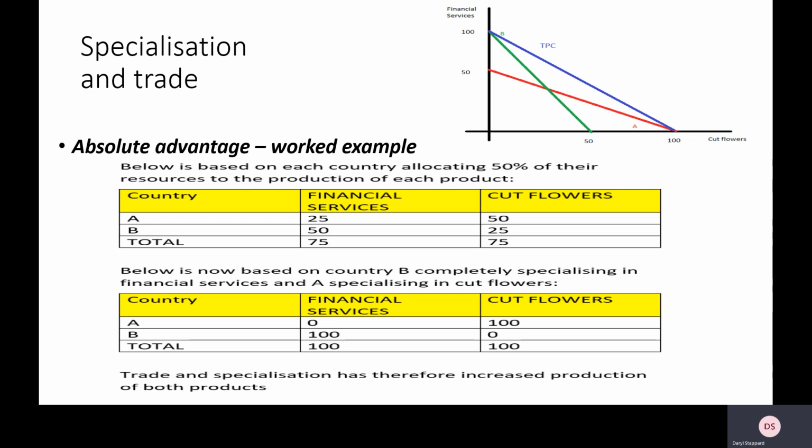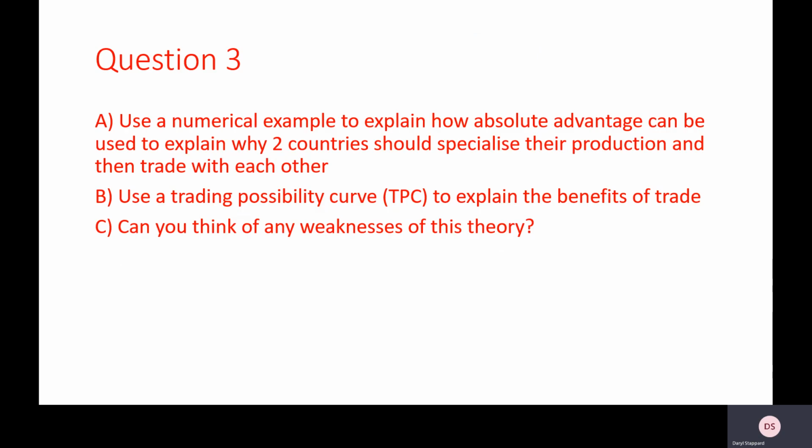So A would make solely flowers and therefore rely on trade with B to access financial services. B would rely on trade of financial services to access flowers from country A. And you can hopefully see the interdependence that now takes place between these countries. They rely on the other economy to access the other good or service.